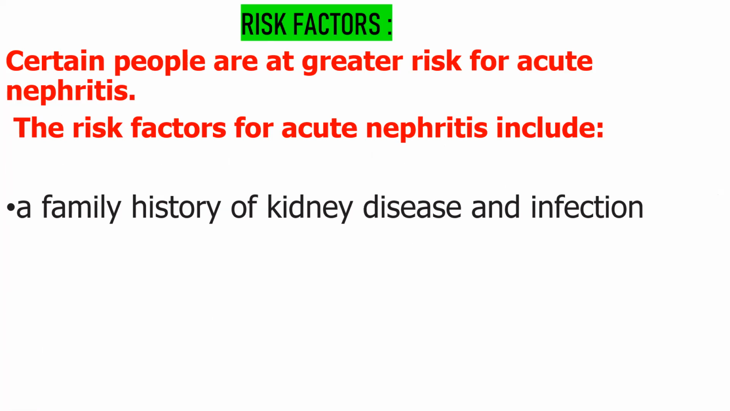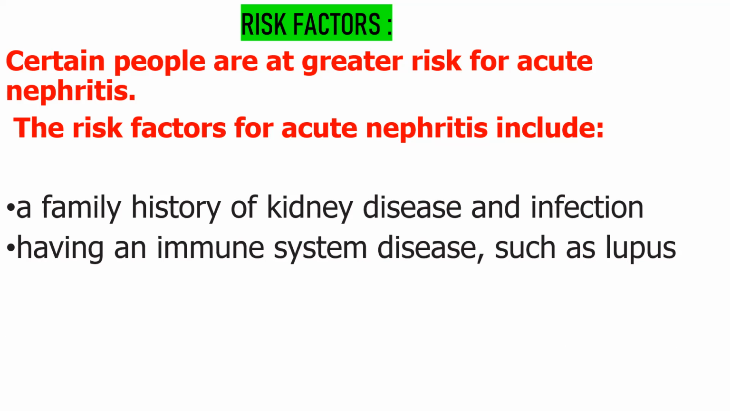Number one is a family history of kidney disease and infections. Suppose one of the family members is suffering from any kind of kidney disease. That may be because of genetics, a family history of kidney disease. Maybe his father or mother, or her mother or father, have already been infected with kidney disease or kidney infections. Because of family history, you can also develop kidney disease genetically. So this is the first risk factor.